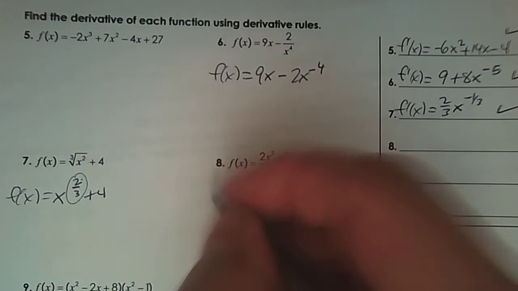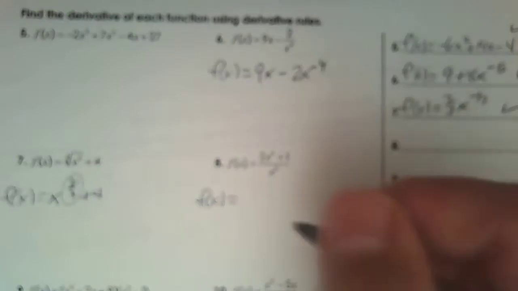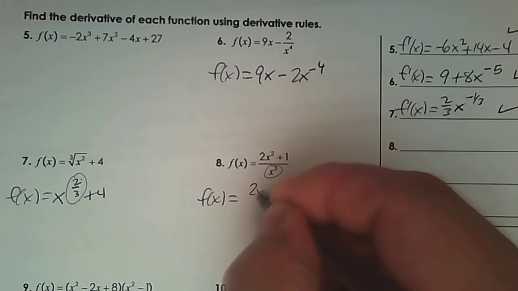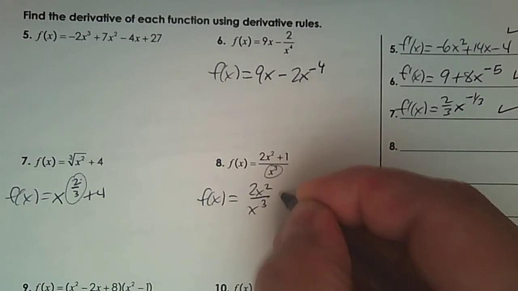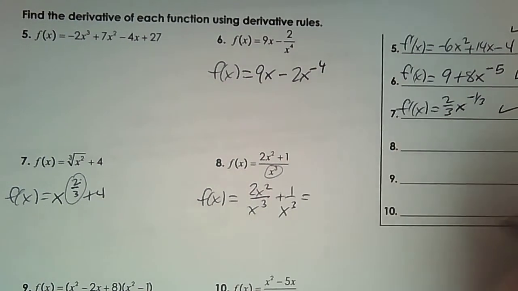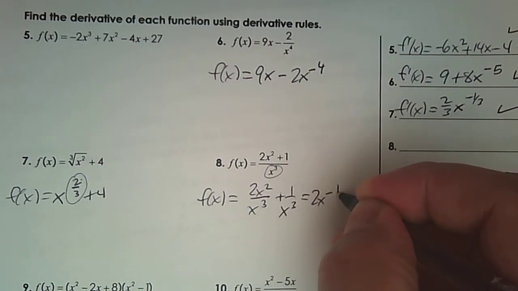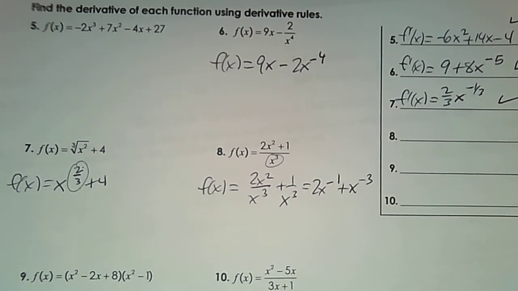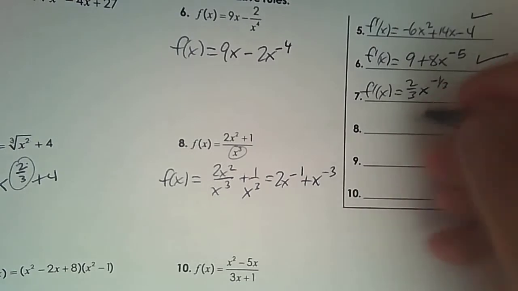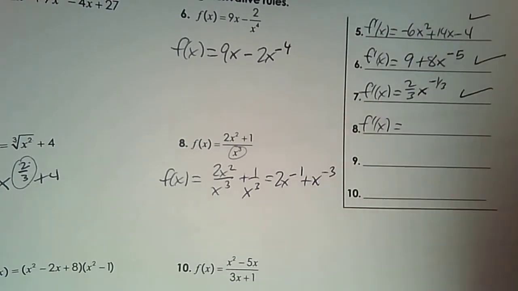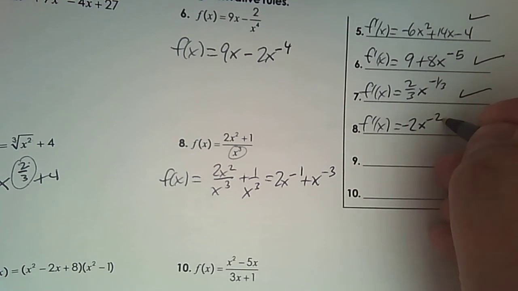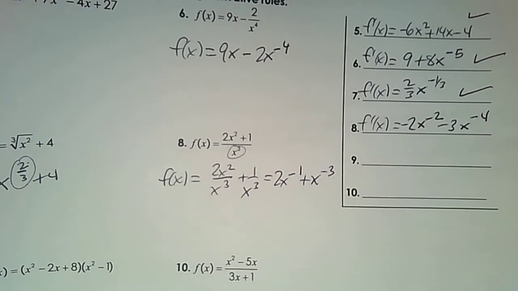8, I want to simplify this first, if I can, instead of using the quotient rule. So simplify this, so that's 2x squared over x cubed plus 1 over x cubed. So that's 2x to the negative 1 plus x to the negative 3. So doing some basic exponent rules. Now what's the derivative? So the derivative here, negative 1 times 2, and subtract 1 to the exponent. Negative 3 times 1, subtract 1 to the exponent, and you have your answer.